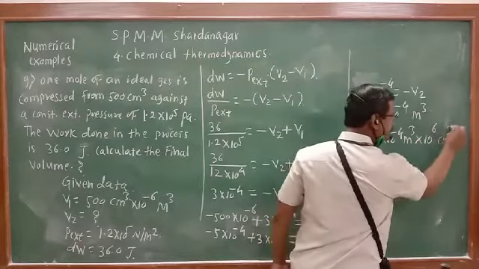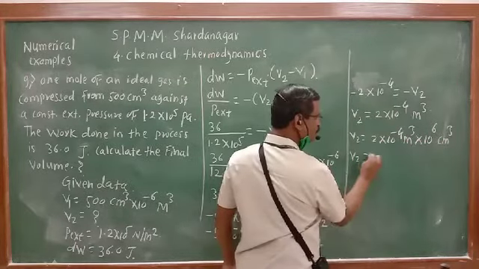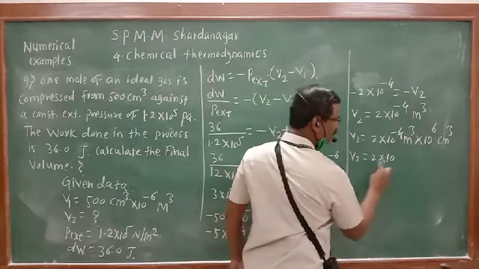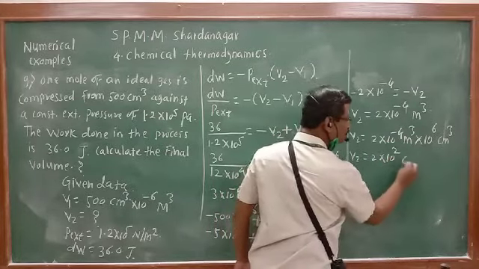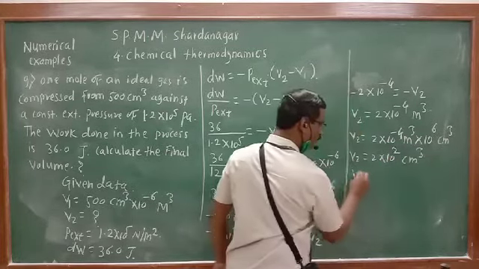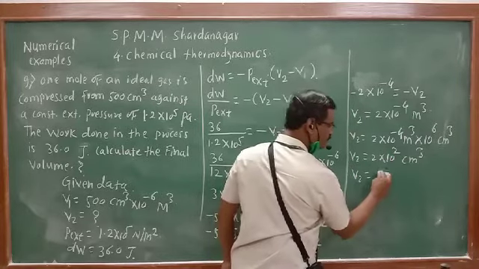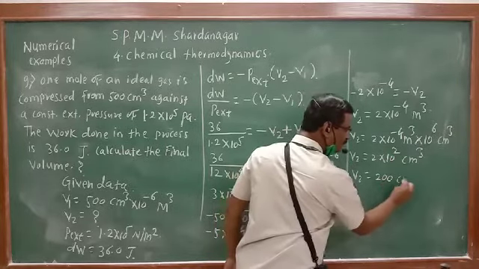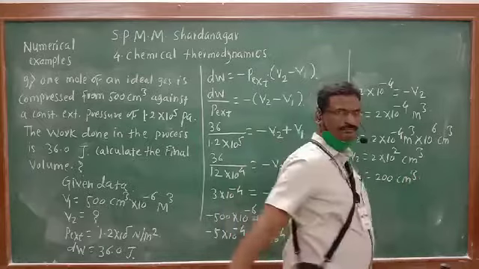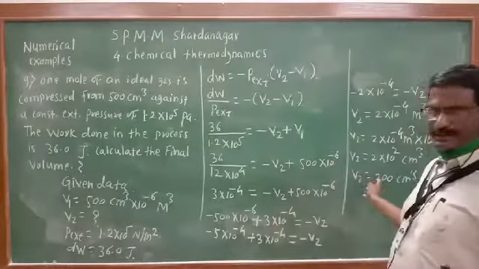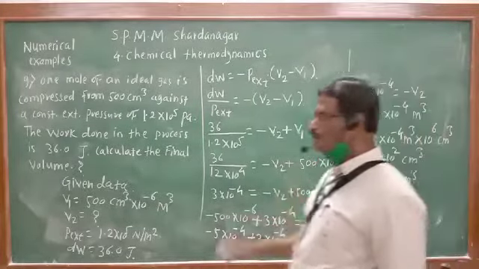Now in the centimeter cube, V2 will be equal to 2 into 10 raised to 2 centimeter cube, or it is 2 into 10 raised to 2, which means 200 centimeter cube. This is the final answer for the final volume.